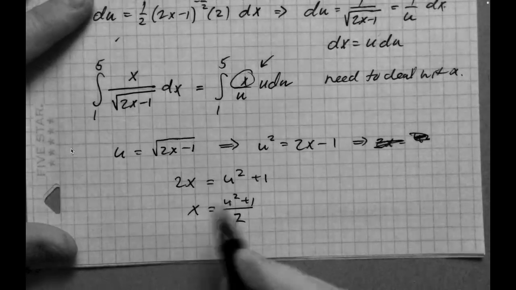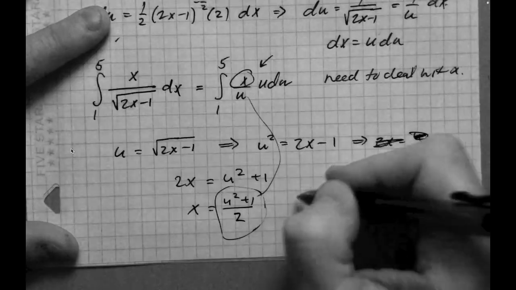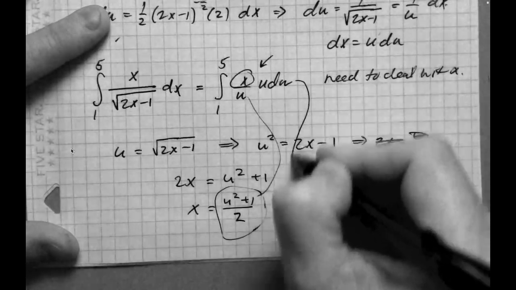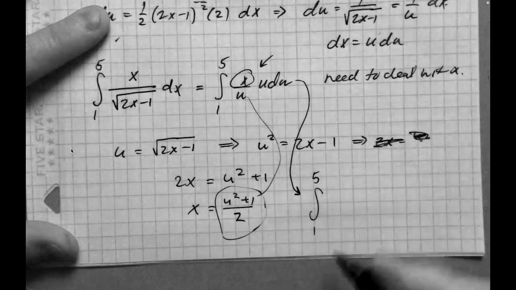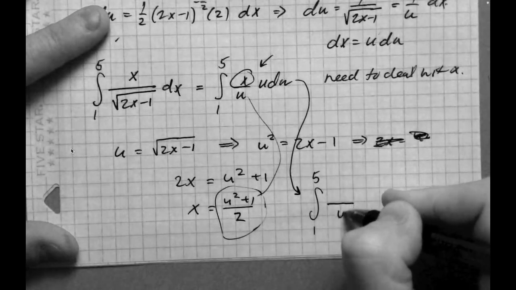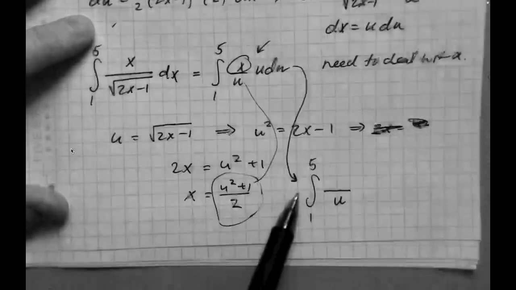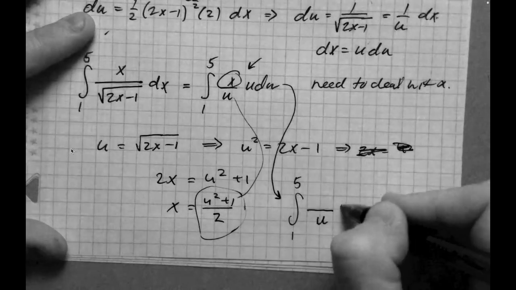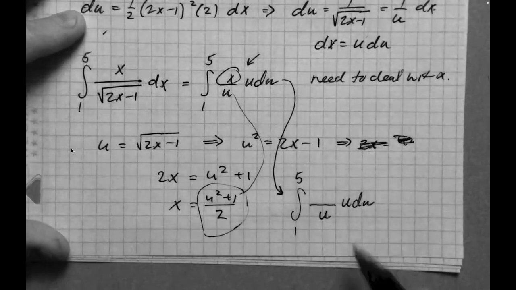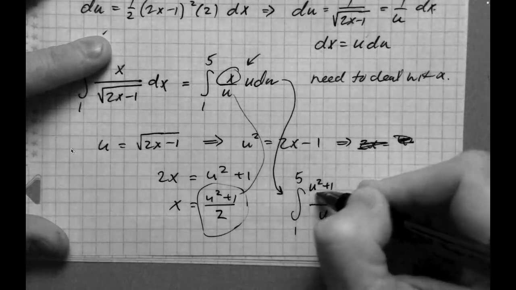Okay, and so then this can be tossed in for x. And so altogether, just bringing this down here, I would have 1 to 5, and I would have u down below, just using the substitution here. And we know that dx is u du. So I've got that piece there. And then the x, I just found an expression for that, is u squared plus 1 over 2.